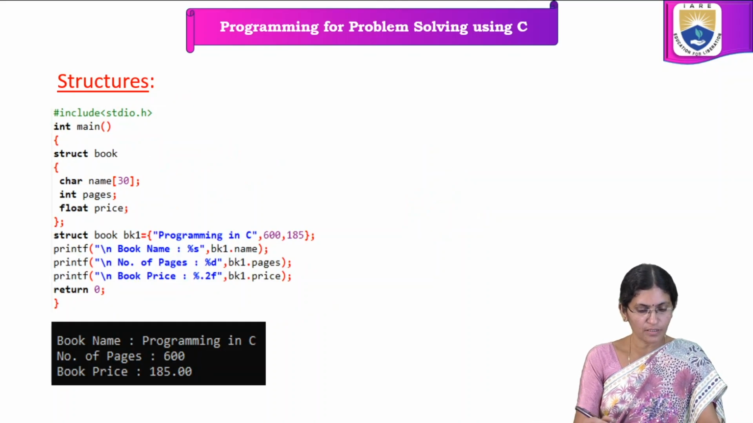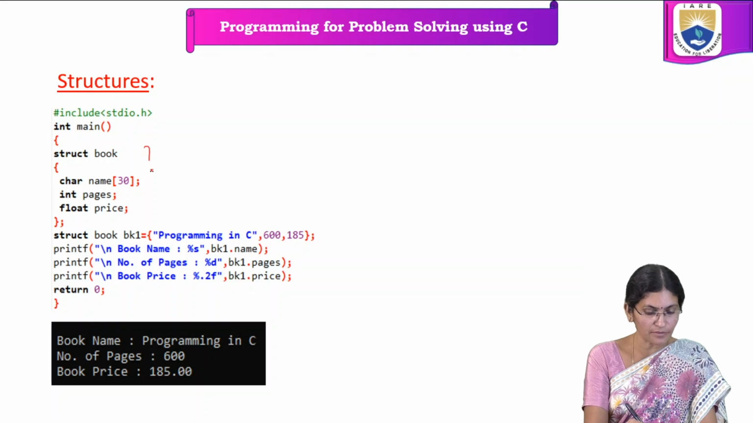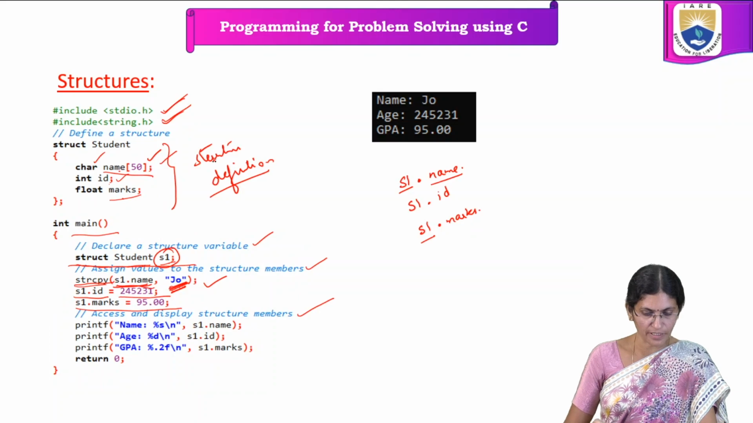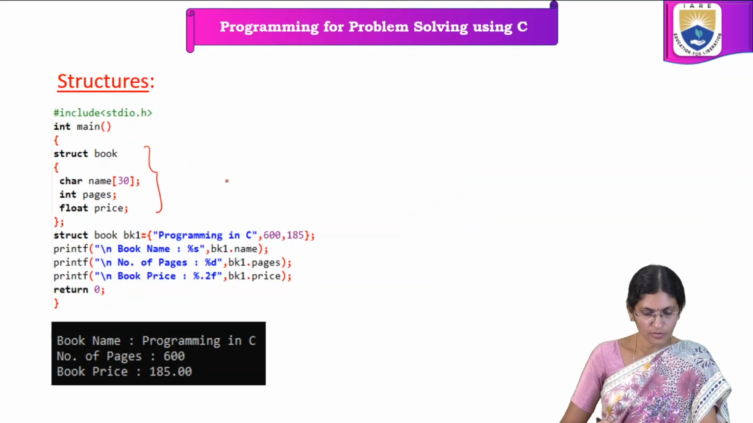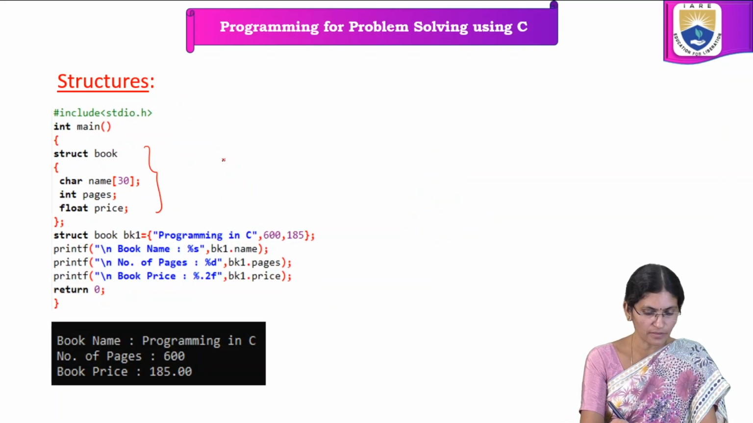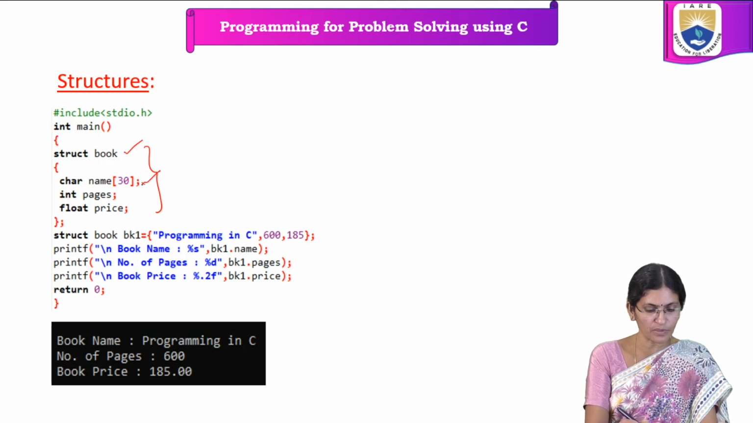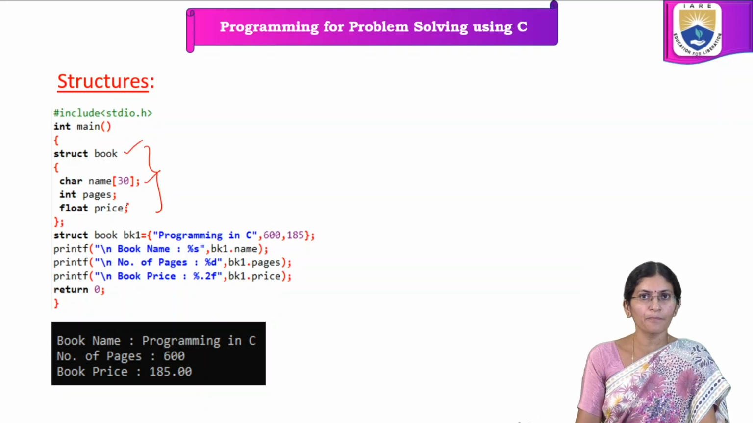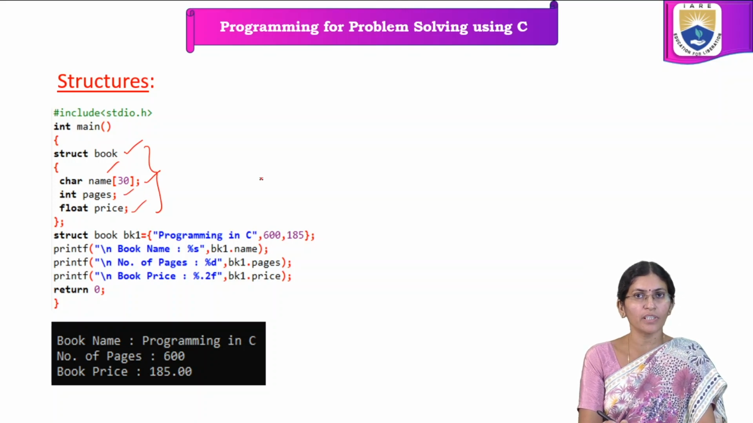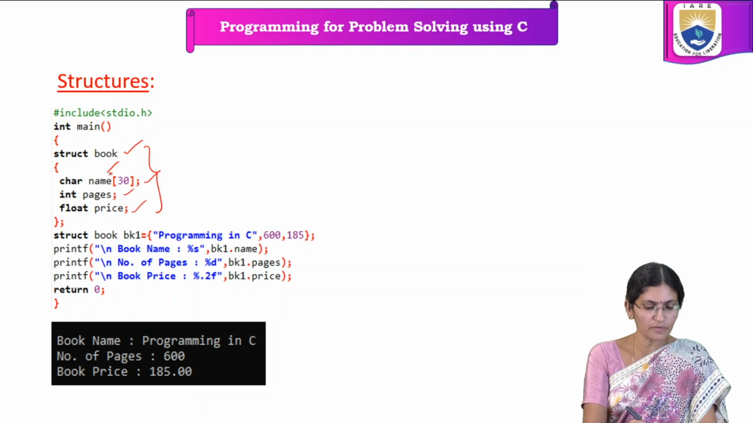So this is another program where we have defined the structure locally. Previously we defined the structure globally. Here we have defined the structure locally. This is a local declaration, so in the main function itself we have defined the structure. The name of the structure is book. It has three members or three fields: name, pages and price. We need to store information of a book like the name of the book, number of pages and then price.